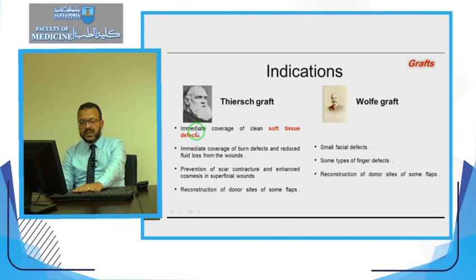The split thickness skin graft is indicated in immediate coverage of clean soft tissue defects, immediate coverage of burn defects, reduction of fluid loss from the wounds, prevention of scar contraction and enhanced cosmesis in superficial wounds, and reconstruction of donor sites of some flaps, like we'll see later. And the full thickness skin graft is indicated in small facial defects, some types of finger defects, and reconstruction of donor sites of some flaps.